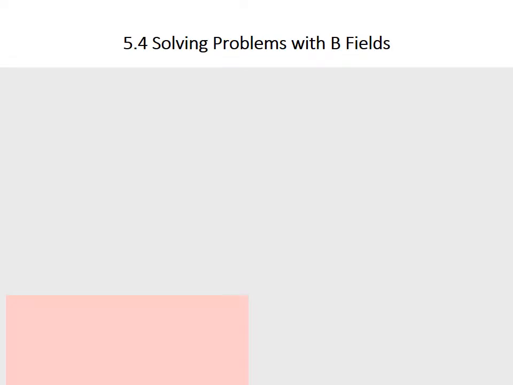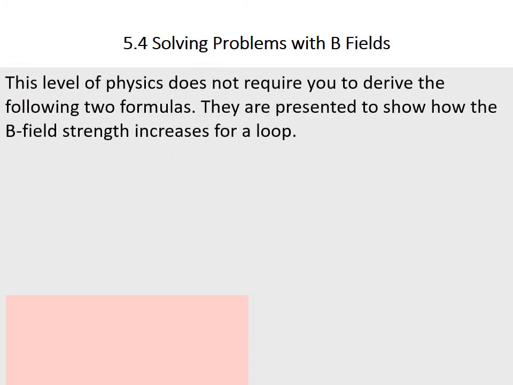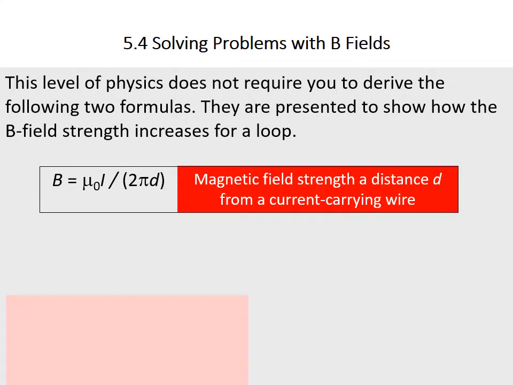All right, this level of physics doesn't require derivation of the two formulas, but I encourage you to add them to your data booklet under topic 5.4. The odds of you being tested on this, I haven't seen, but I did notice in the front of the data booklet, they give you the permeability of free space symbol, the mu naught. So I'm just going to include this in case.